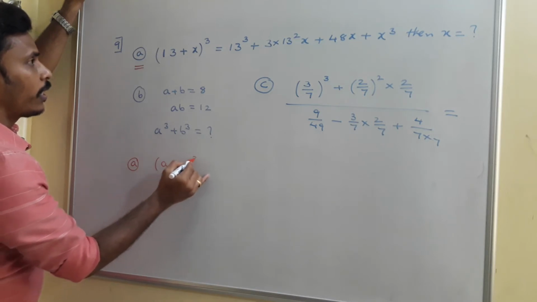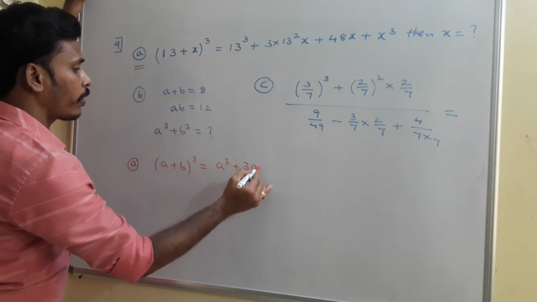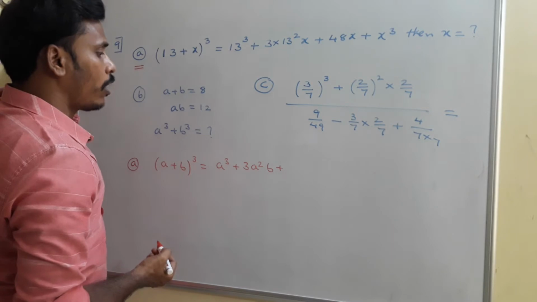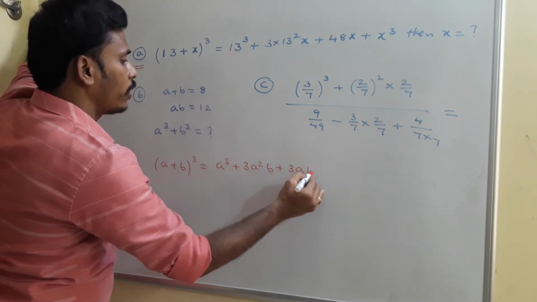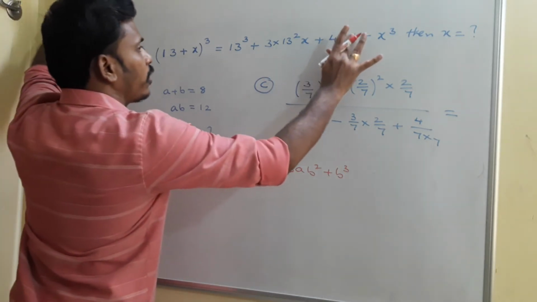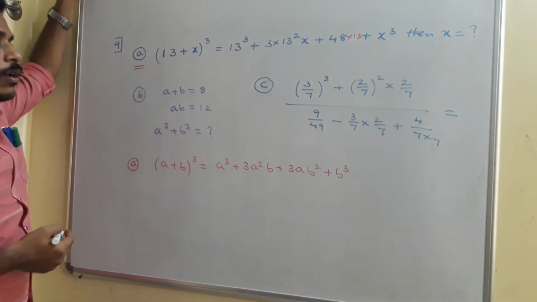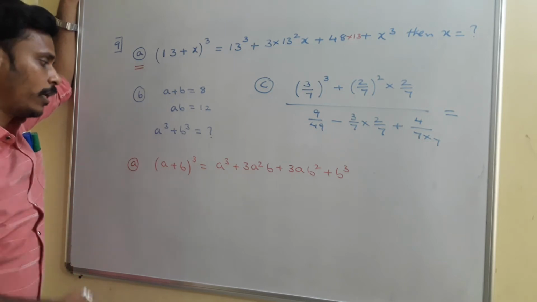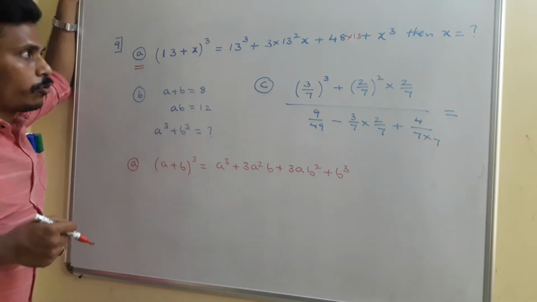What is that? (a+b) whole cube is equal to a cube plus 3a square b plus 3ab square plus b cube. See, I need to change the question, just a minute. I need to write it like 48 into 13. That's a simple thing. Sorry, by mistake I wrote it wrong. You need to treat it as 48 into 13. So (a+b) whole cube is a cube plus 3a square b plus 3ab square plus b cube.